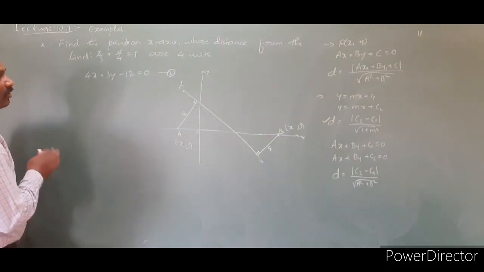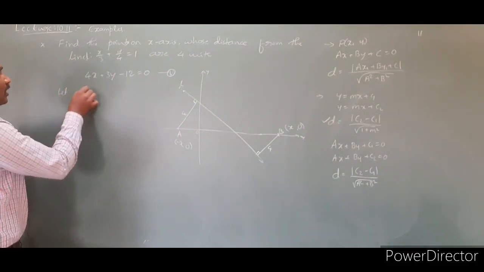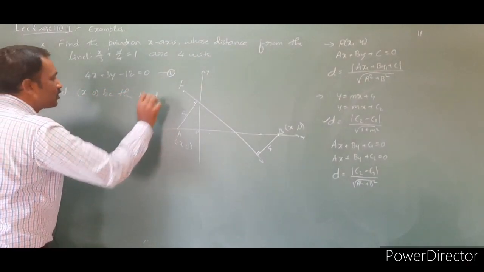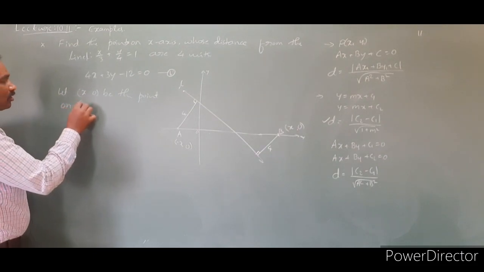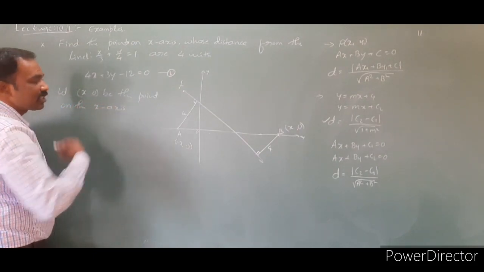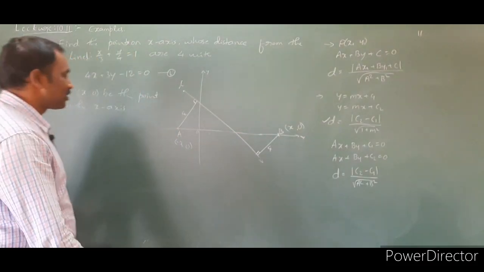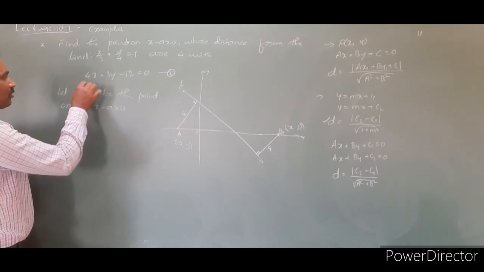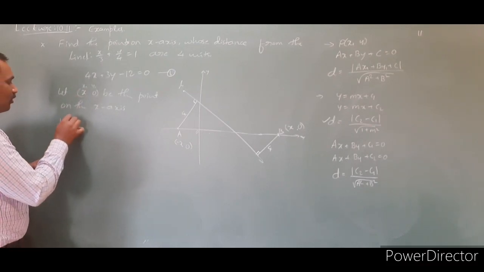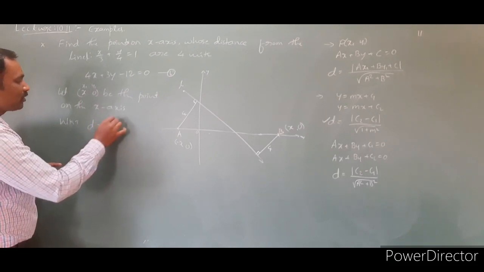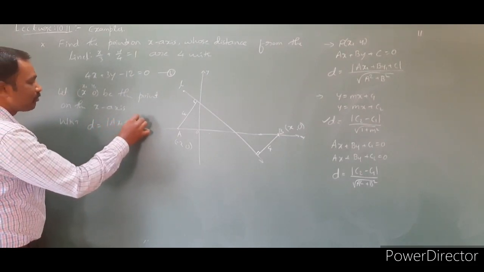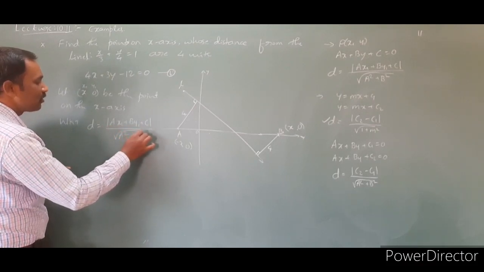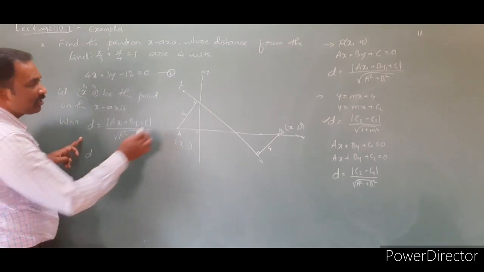Next, the point is not given, we don't know the point. So let (x, 0) be the point on the x axis. Plus or minus, later we will discuss this. First of all, let's find it. (x, 0) is nothing but x1, y1. Now we know the formula: the distance of a point from the line is mod of ax1 + by1 + c divided by root of a square plus b square.